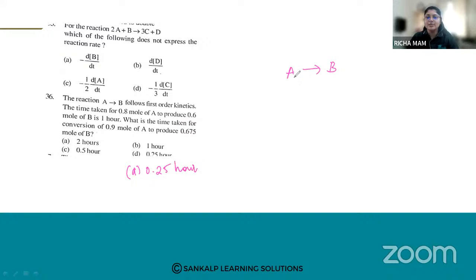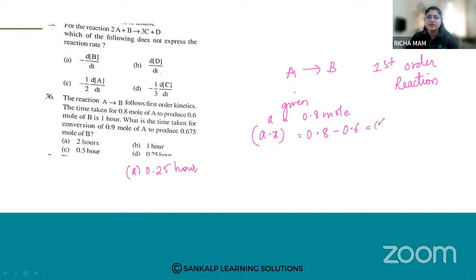So for the reaction A to B, it is a first order reaction. Now what all are given? Given is A equals 0.8 mole. Then it will produce 0.6. So A minus X is what? 0.8 minus 0.6. So it is 0.2. So what is the time taken for conversion of A to produce B?